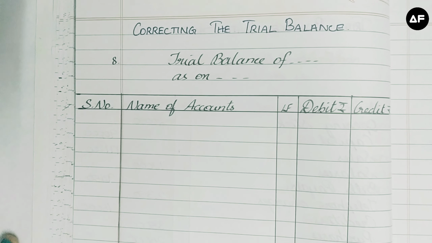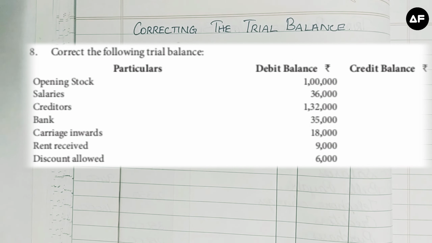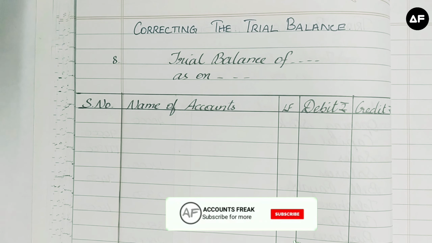In this problem we are going to look at how to correct a trial balance which is given wrong to us. That is, the values are posted in the wrong columns of debit and credit. So there are totally 17 values given over there. We're going to list them out and then check that each is posted in the correct column of debit and credit.